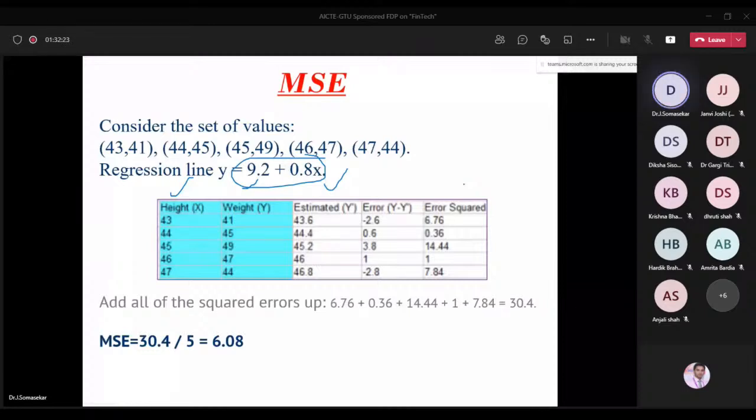And we have one more measure that is called R squared, or we can call it the coefficient of determination, in which the formula is correlation whole square. So correlation coefficient whole square. The correlation coefficient means it will establish the relation between X and Y.